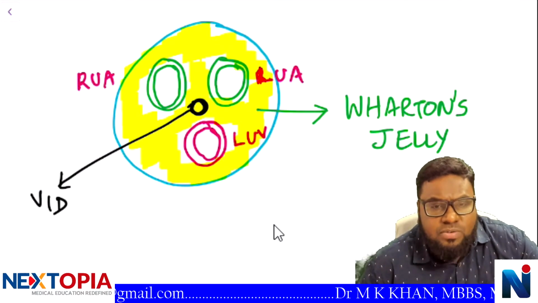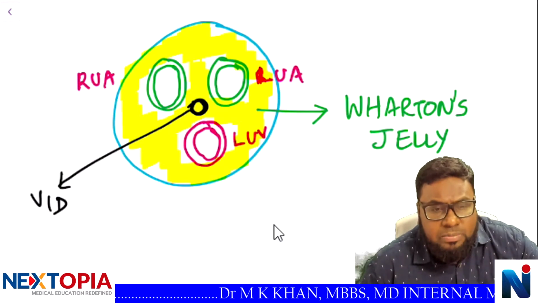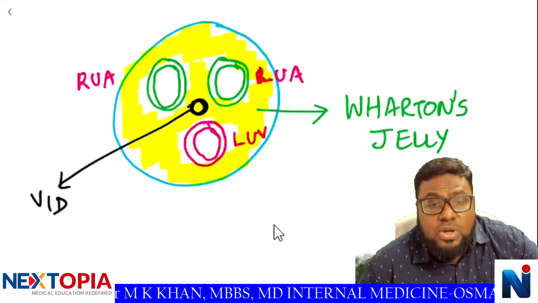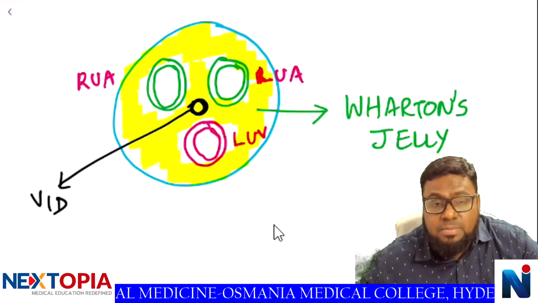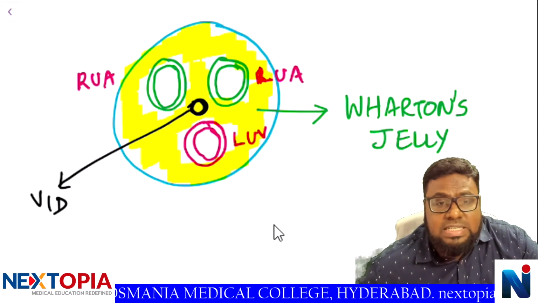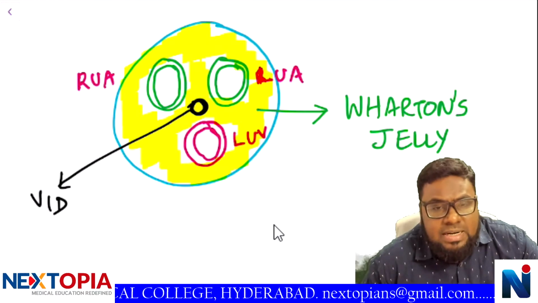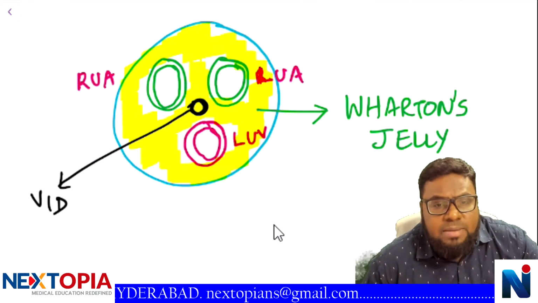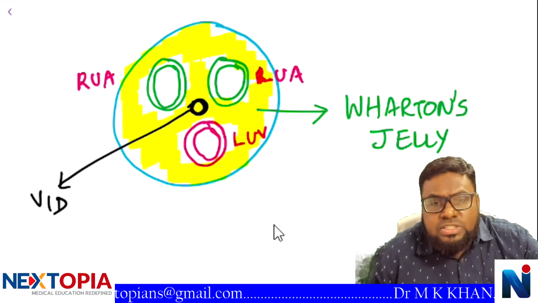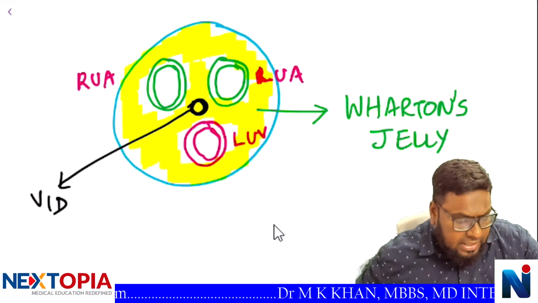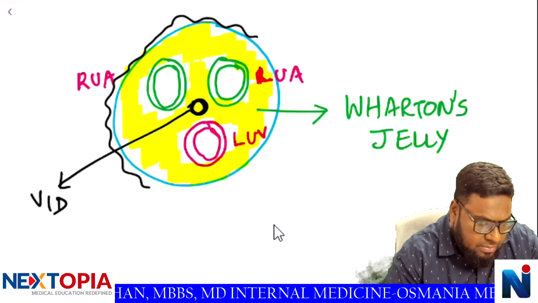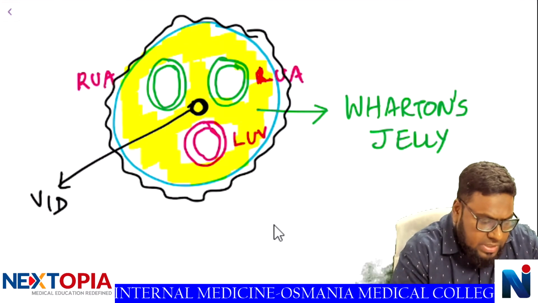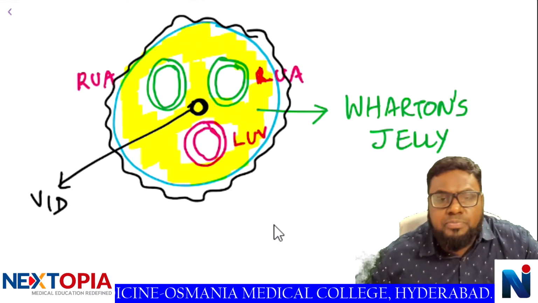What is Wharton's jelly? It is nothing but the mesoderm, the extra-embryonic mesoderm, which protects the blood vessels in the umbilical cord. You have the blood vessels which connect to the placenta. A small part of the extra-embryonic mesoderm is also present. This tube is surrounded by the amniotic membrane. So this is the structure of the umbilical cord.